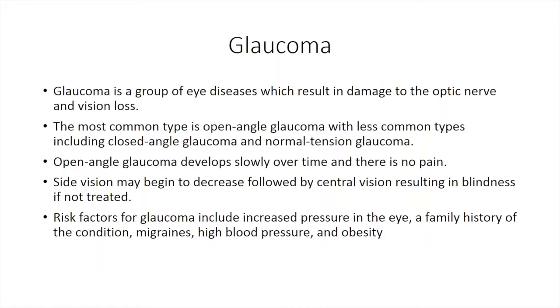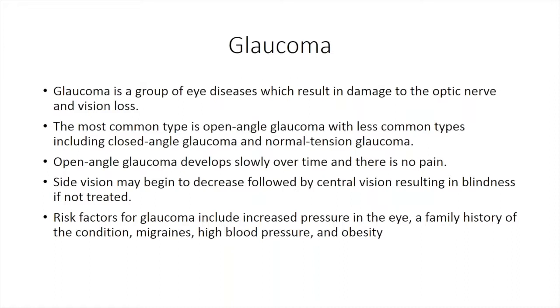And coming on to the next eye disease, glaucoma, it's a group of conditions, and it can result in damage to the optic nerve and vision loss, and there are different types of it. And it seems that side vision may begin to decrease, followed by central vision, resulting in blindness if not treated. So a very serious condition.